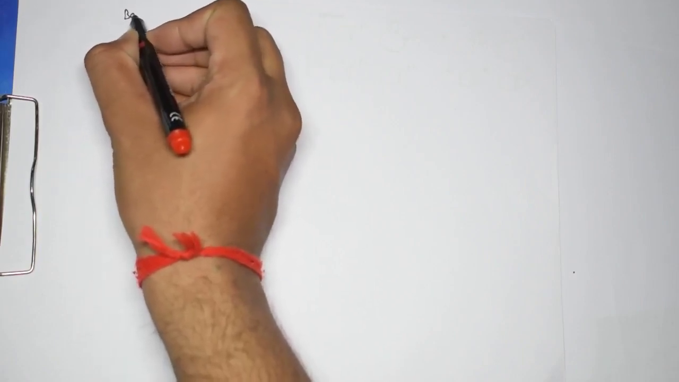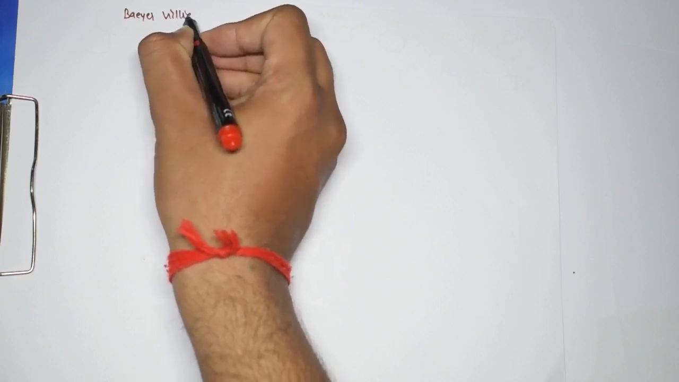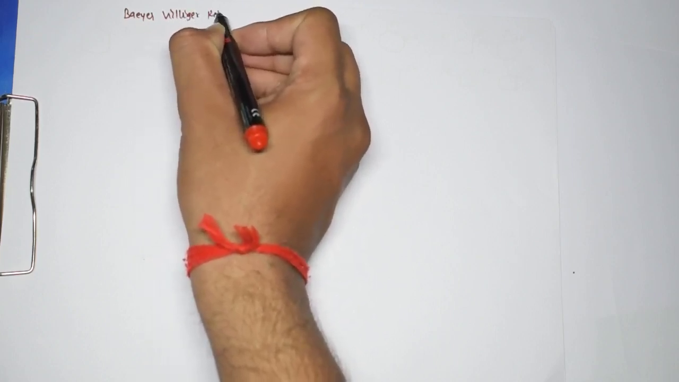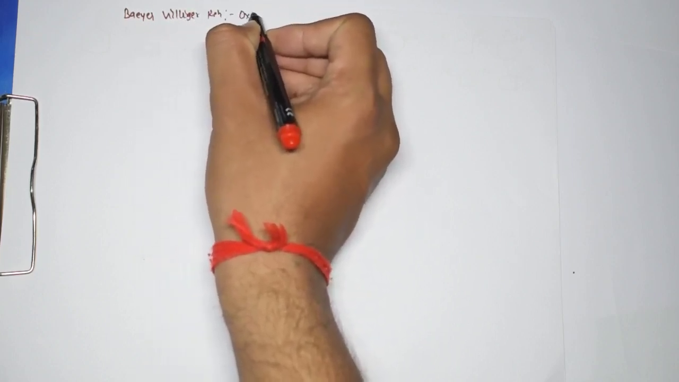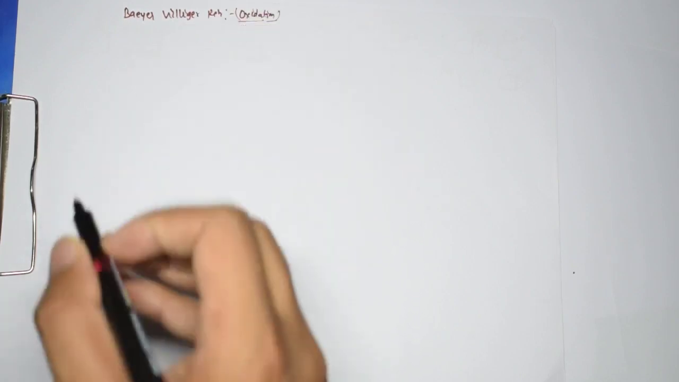So in this particular lecture, we are going to talk about one very important reaction, that is the Baeyer-Villiger reaction. This is a kind of oxidation reaction, right? And this is very important. In this video, we will also solve one previous year question from the CSIR-NET. So now let's first understand what happens in this case.